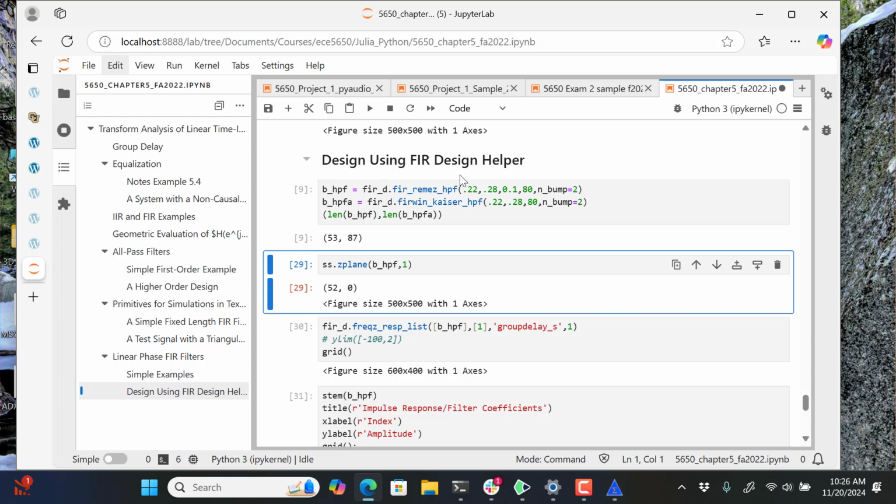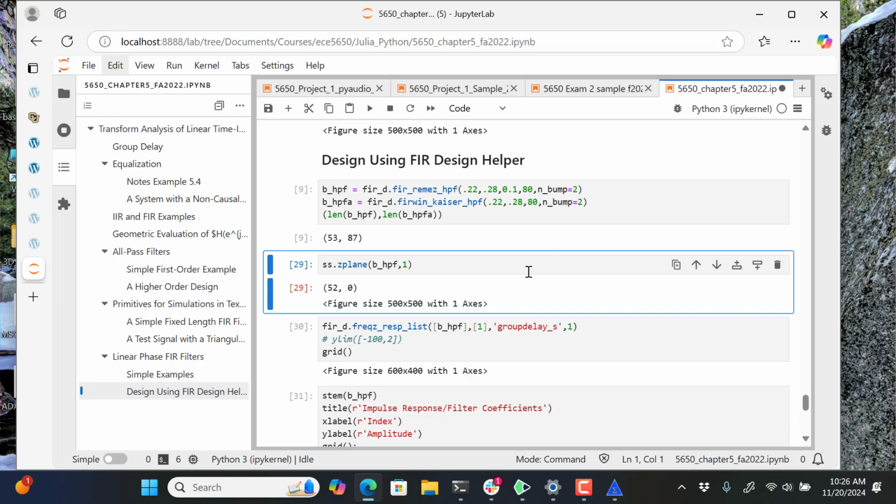Equal ripple, because we allow ripple in both pass and stop band, is more efficient. In this case, the requirements of both filters were the same. The Kaiser window took 87 taps, and the other one took 53. Is that intriguing, or just like, wow? That would be less real estate in FPGA or something.